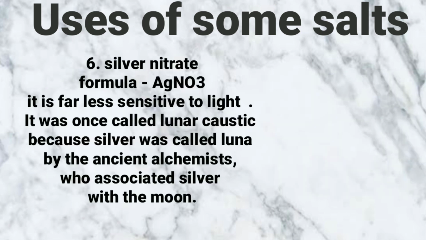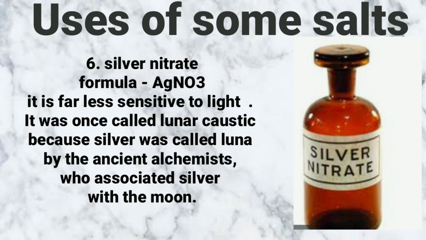The next compound is silver nitrate. Chemical formula AgNO3. Clear? It is less sensitive to light. Once it was called lunar caustic because silver was called Luna by the ancient alchemists who associated silver with the moon. That's why it was called lunar caustic. Got it? So common name is lunar caustic and used in photography.